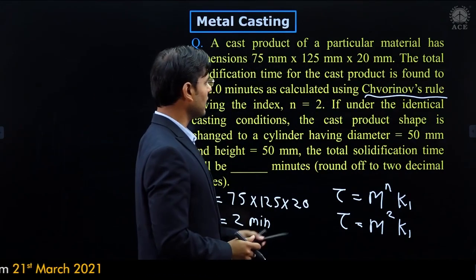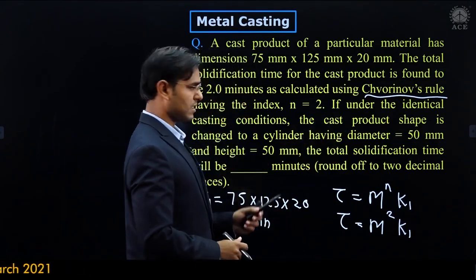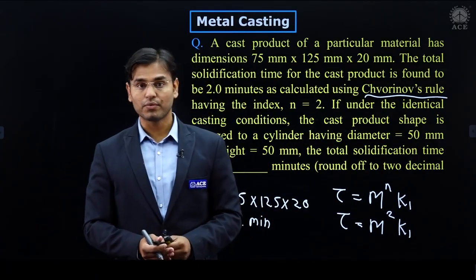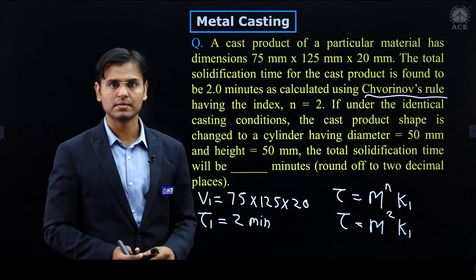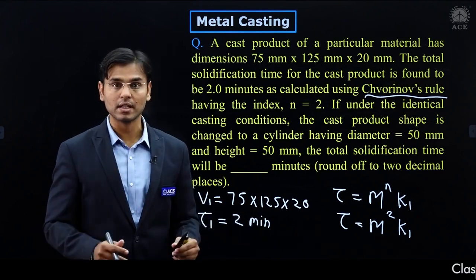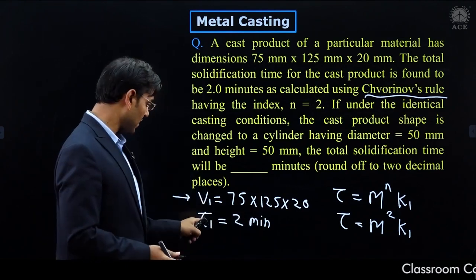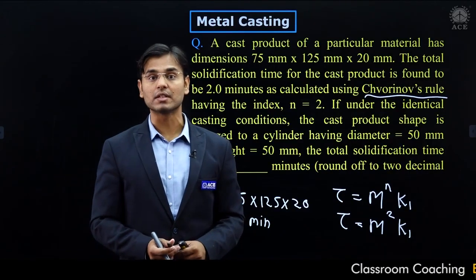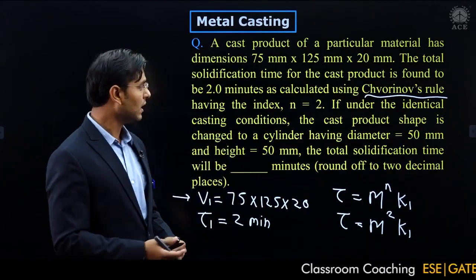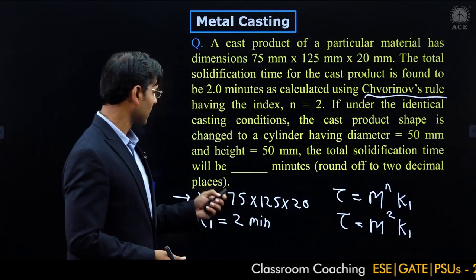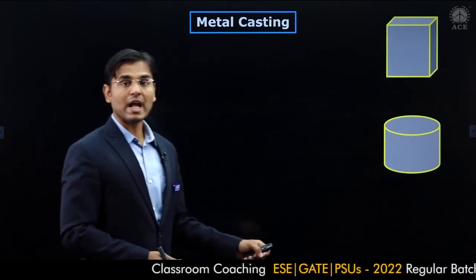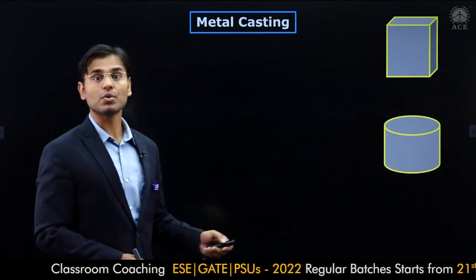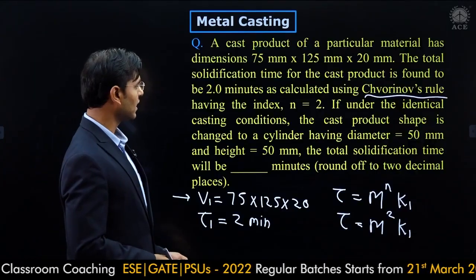Now we discussed the first product, whose casting is done with V1, and the solidification time tau is 2 minutes. Now it is mentioned that for the second casting product, we have to calculate the solidification time, that is tau 2. Reading the problem.